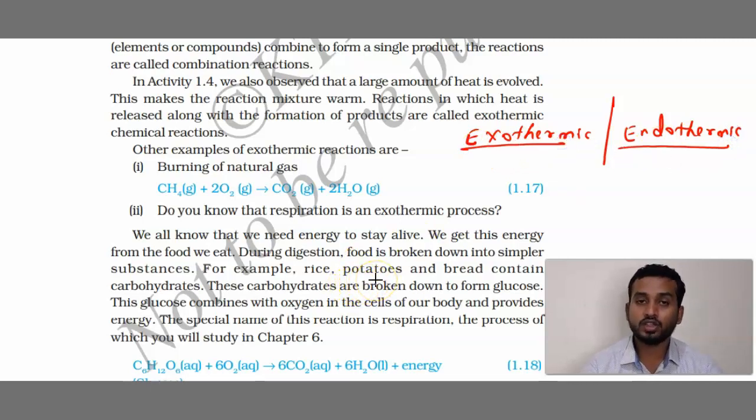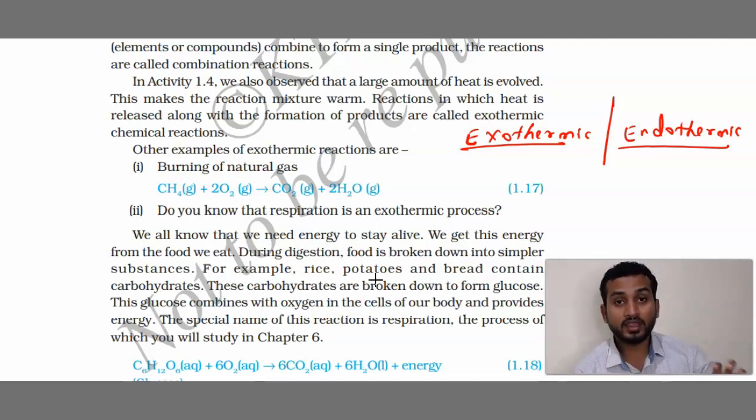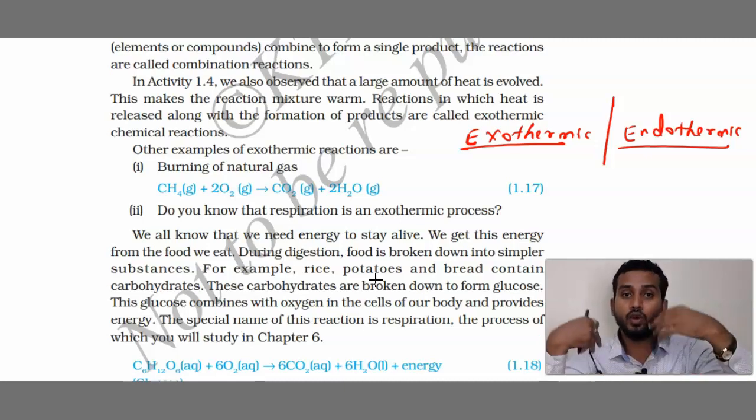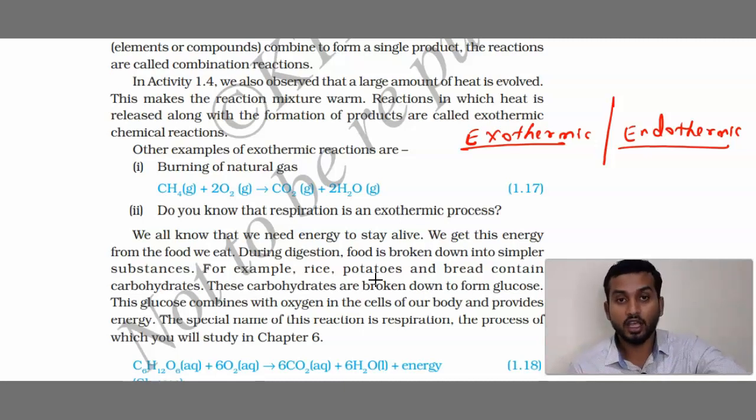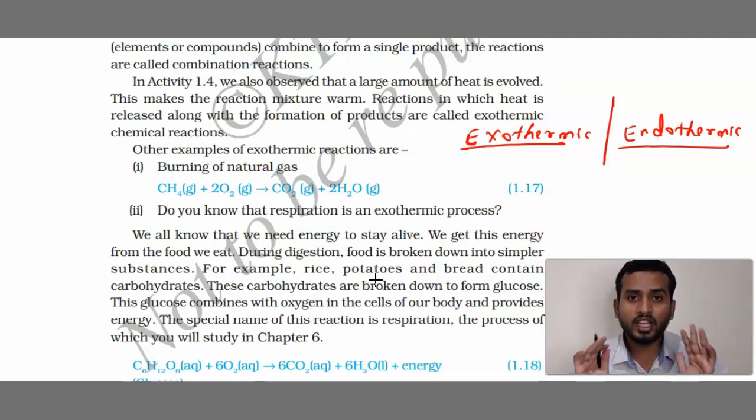Now what do you mean by exothermic? See children, very simple, very easy. Exo means exit. Exit का मतलब क्या बेटा? बाहर जाना. Means heat is released. Exit is nothing but going out, means heat is released. Okay. Endothermic. Endo means under, means inside. It means heat is absorbed. Simple.